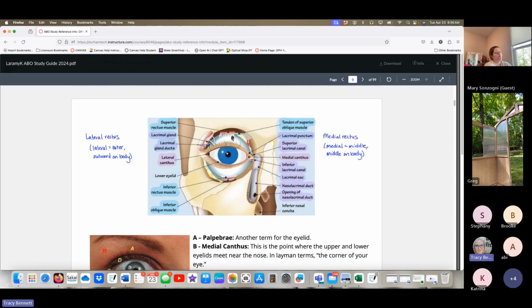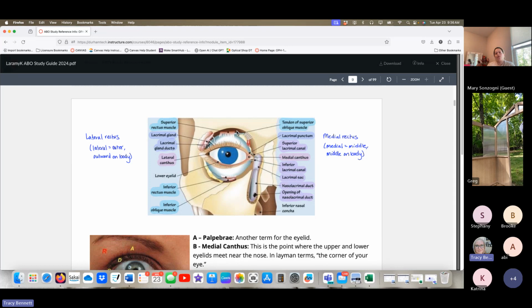And then with your obliques, which turn the eye, not just in and out and up and down, which is what those four rectus muscles do. This one kind of twists the eye a little bit. Not ridiculous, but does twist the eye a little bit. Your canthus here, you've got your lateral canthus and your medial canthus. You might also hear outer canthus, inner canthus. So again, that lateral and medial, those terms will help you with those as well.